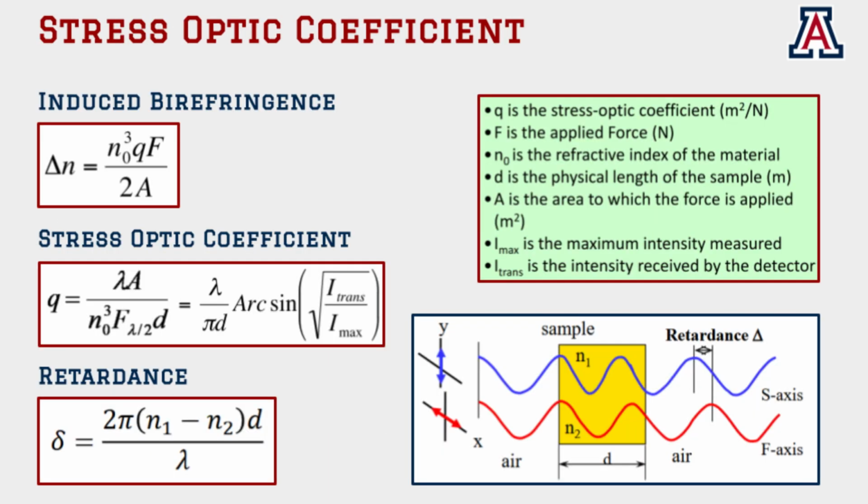In this part of the lab, we measured the stress optic coefficient, which describes how much birefringence a polymer develops when mechanical stress is applied. As shown on the slide, the induced index change is proportional to the applied stress, and the constant Q tells us how strongly the material's refractive index responds. This is useful in stress analysis and in understanding how plastics behave under load.